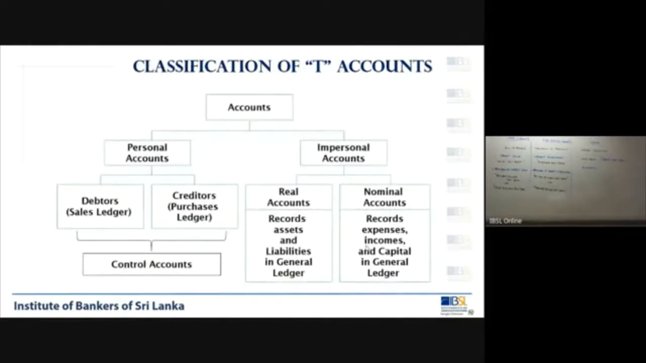Now, every business concern will have a classification of its T account structure. As I told you, you will have thousands or millions of accounts. It doesn't matter. But they can be broadly classified into two categories. One is known as the personal account, the second one is known as the impersonal account.